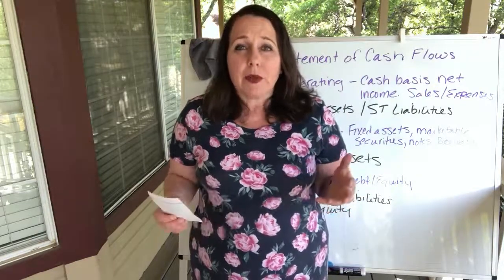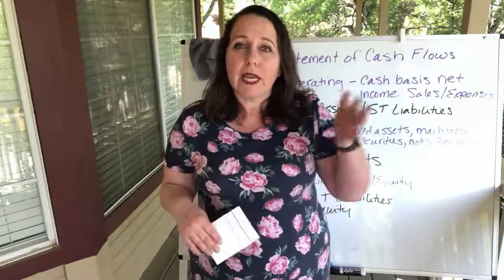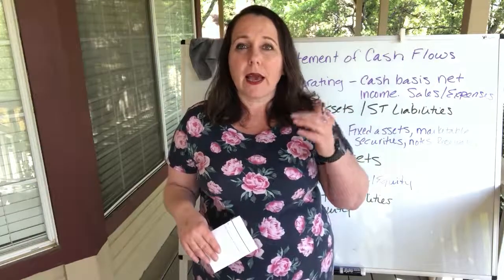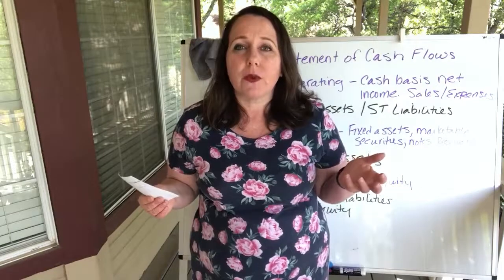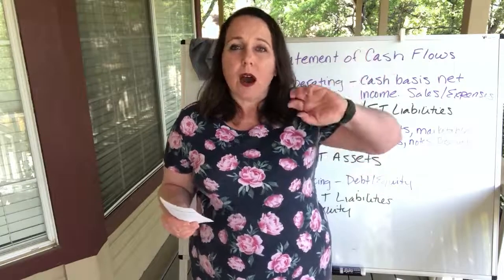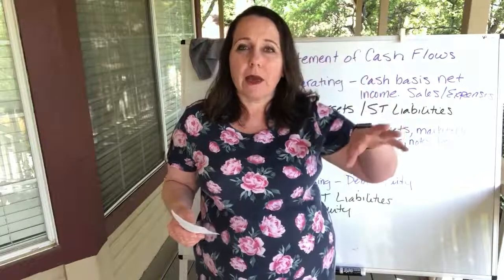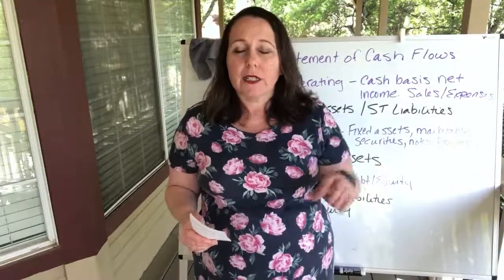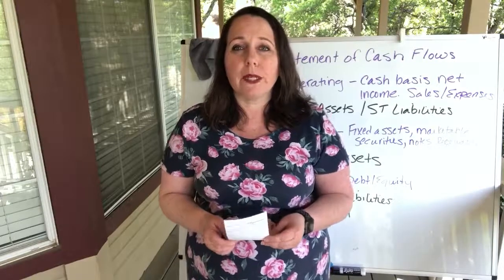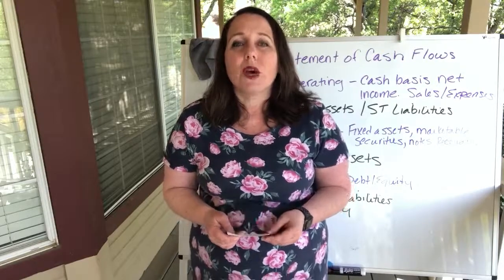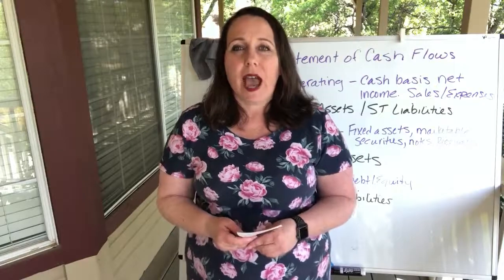We talked about the statement of retained earnings, which was our roll forward: beginning retained earnings plus net income minus dividends. And we talked about the statement of shareholders' equity, which was our paid-in capital, our common stock, preferred stock, our APIC, plus our retained earnings. And those are all awesome statements. They're very important. But what they don't look at is our cash.